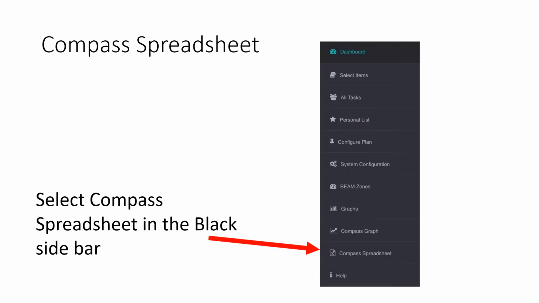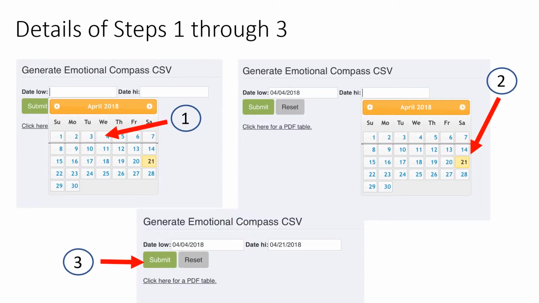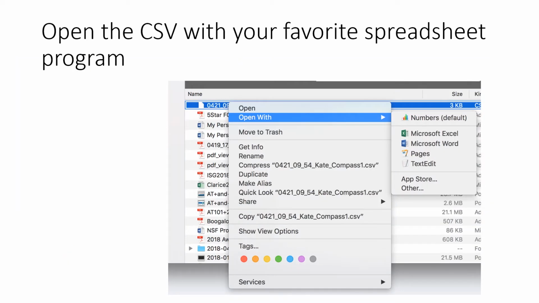To get access to the Emotional Compass spreadsheet data, tap the Compass spreadsheet link on the left-hand sidebar. You will then be taken to a page that will let you enter the start date and an end date for the data that you wish to download. Simply enter the start date, the end date, and then tap on the Submit button to download a CSV file to your computer. You can then open the CSV file with your favorite spreadsheet or statistics program.